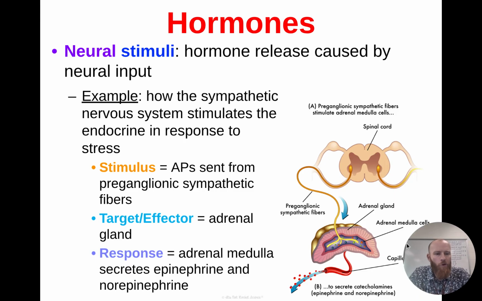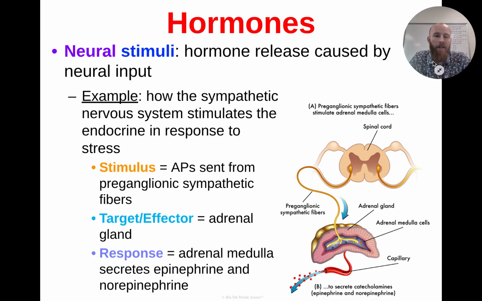You then have neural stimuli, where a hormone is going to be released whenever we have neural input, right? So that nervous input can actually elicit a response. An example here is how your sympathetic nervous system, hopefully you can think back and know exactly what we mean whenever we say sympathetic as opposed to parasympathetic, stimulates the endocrine system in response to stress, right? So this is one easy example.